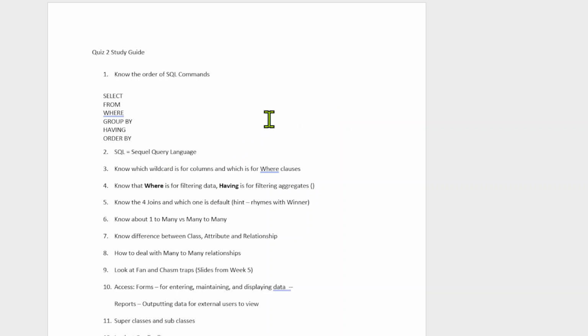Know what your four joins are and which one is the default in SQL Server. The hint is that default rhymes with winner. But know what all your four joins are.